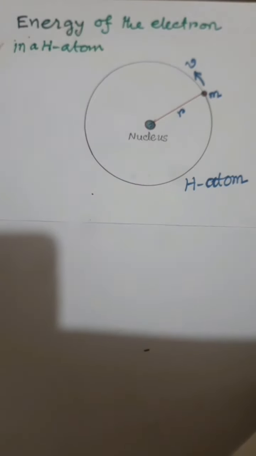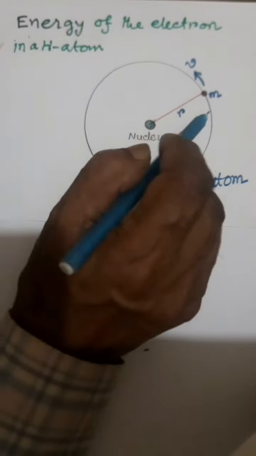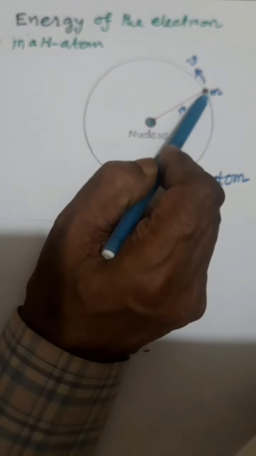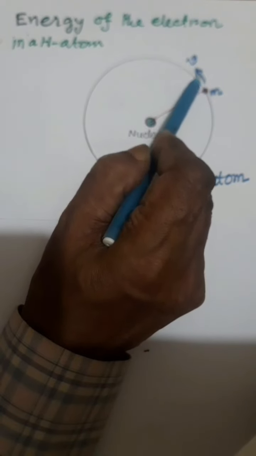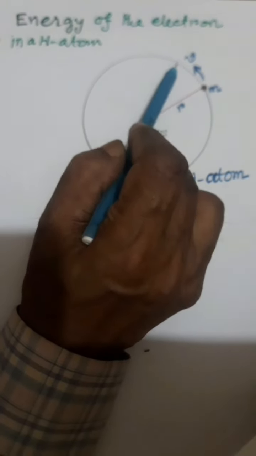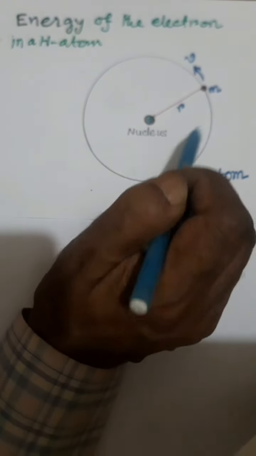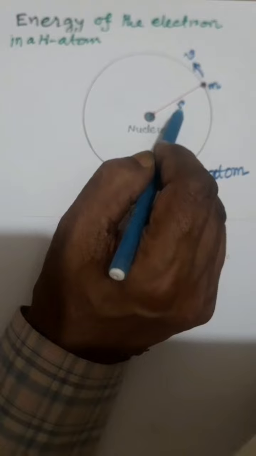Dear listeners, I will calculate the energy of the electron in a hydrogen atom. The electron revolves around the proton. We denote the mass of the electron by m, speed of the electron v, and radius of the circular orbit by r.